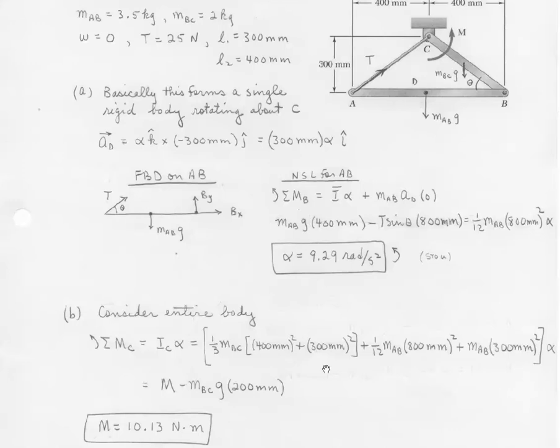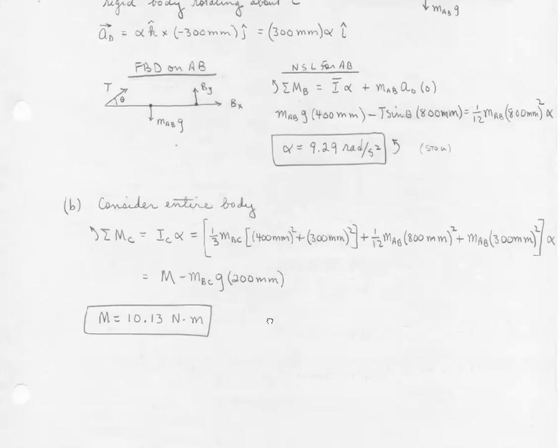So what's all creating this moment about C? Well, you have a moment right there about C that's counterclockwise, so I'll put that M in. And then you have this m_BC g right there at 200 millimeters, because that's halfway across there, 200 millimeters in. This right here doesn't produce any moment about C because it acts through C. So we just have this, and when you solve for M, you get 10.13 newton meters.